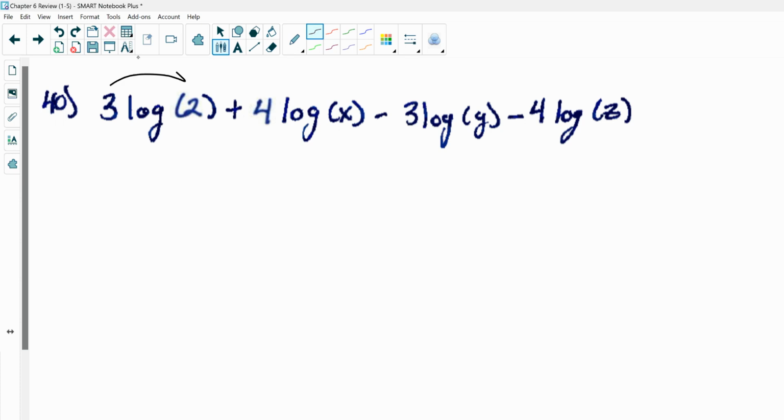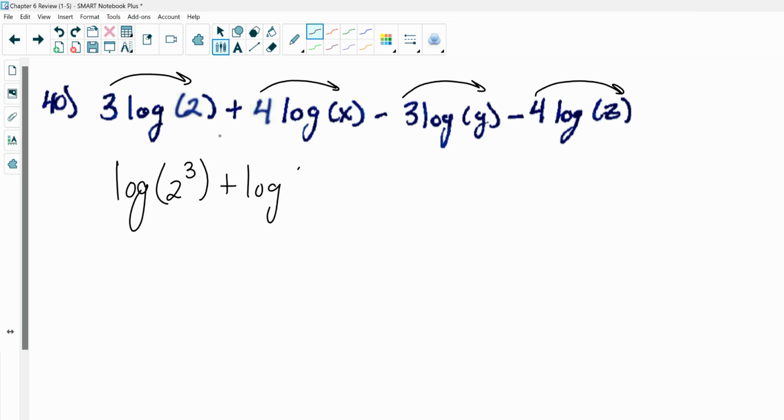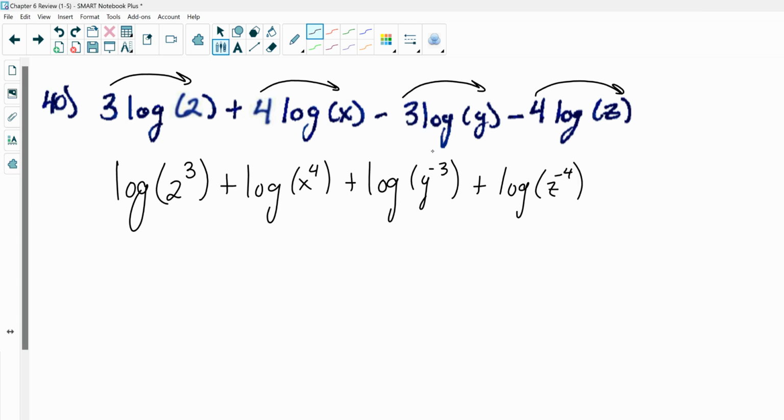Well, the first thing we're going to do is our powers. We move the numbers back up into exponents. We have log of 2 to the third plus log of x to the fourth plus log of y to the negative third plus log of z to the negative fourth. We're going to take those negatives back up into the exponent.